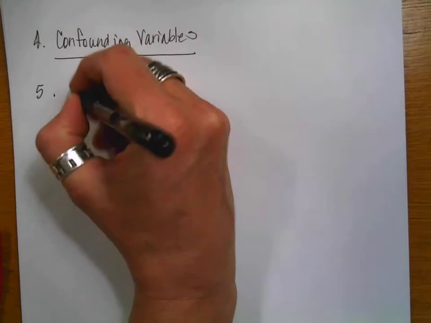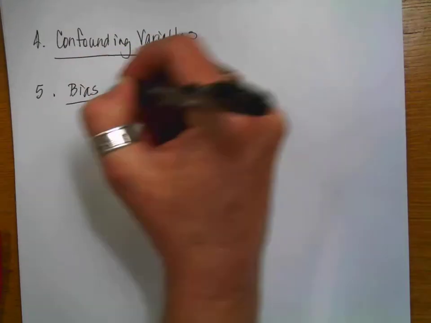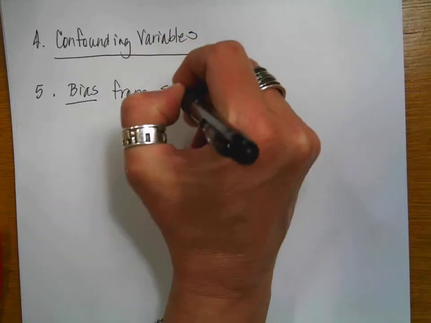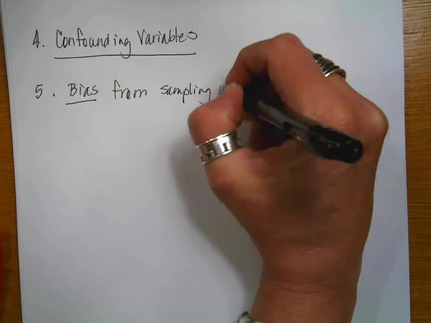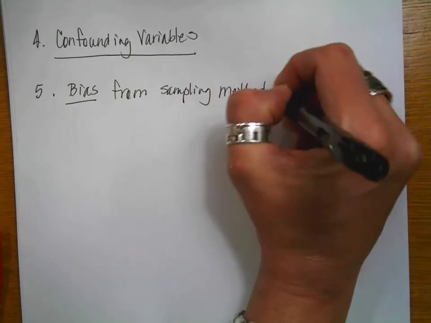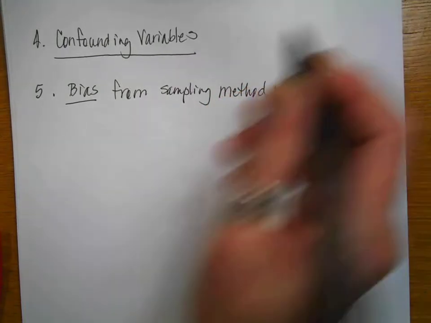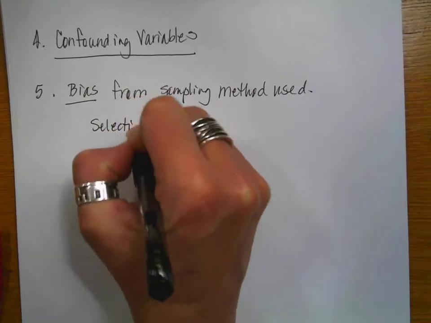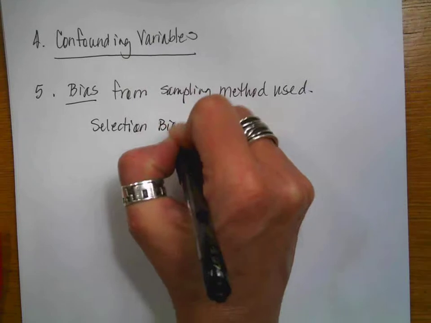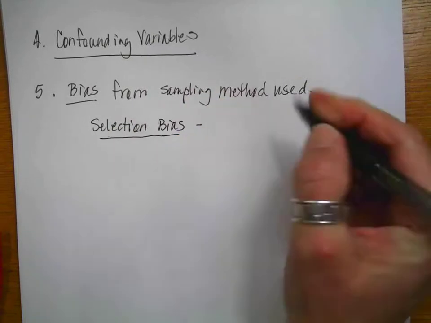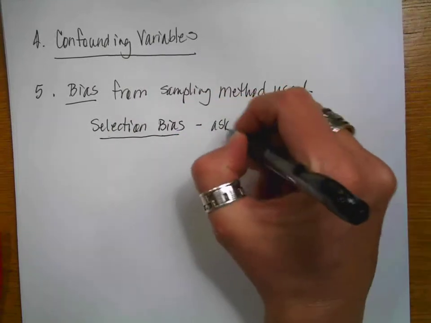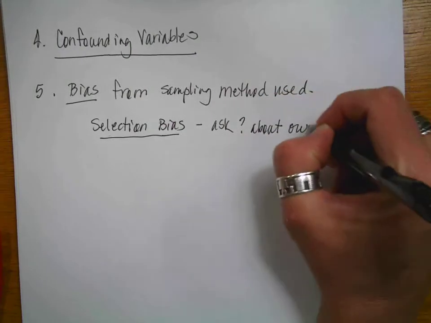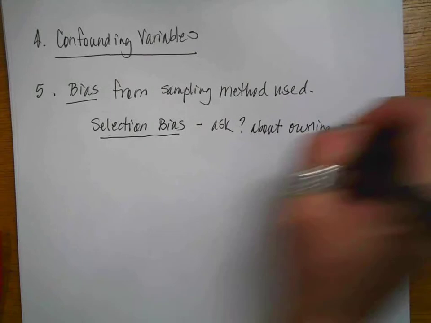Number 5, we're going to talk about bias. Bias is a bad word in statistics, coming from the sampling method that's used. For this, maybe it means selection bias. What they mean by that, an example would be, let's say I want to ask questions about owning a cell phone.